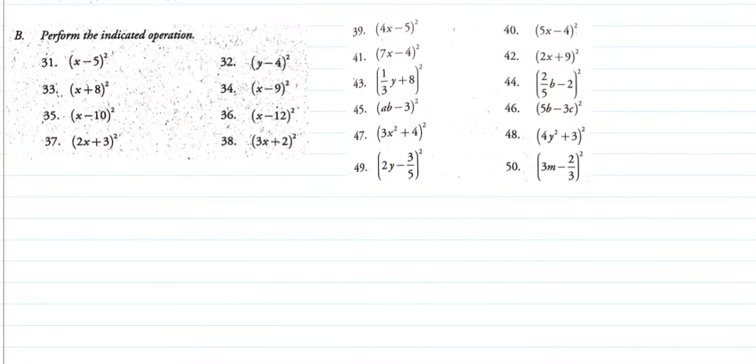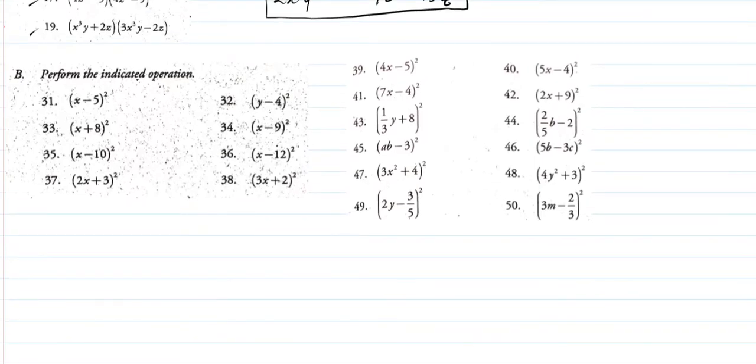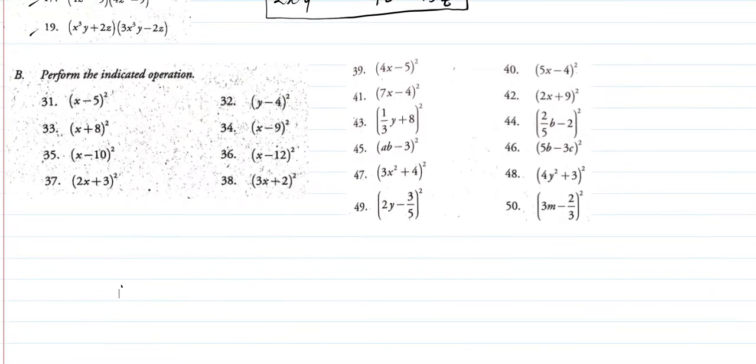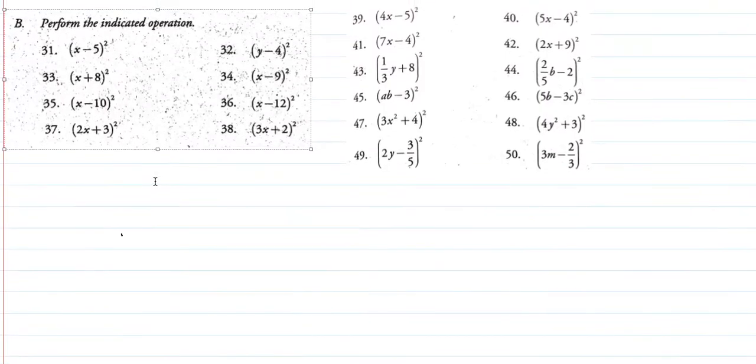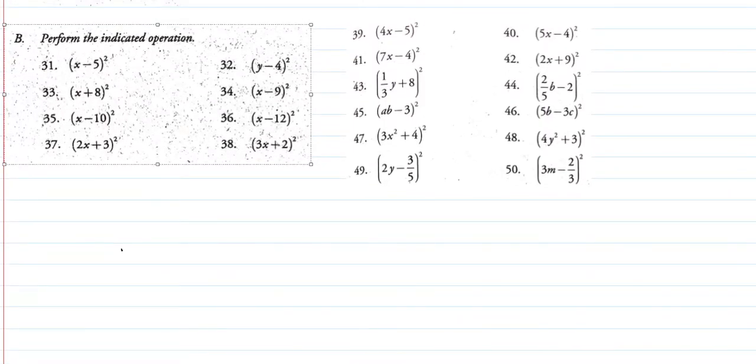For our second special product, we call this square of a binomial. So just write the title here. Square of a binomial. Binomial, ibig sabihin dalawa yung terms. So sulat ko muna yung formula.